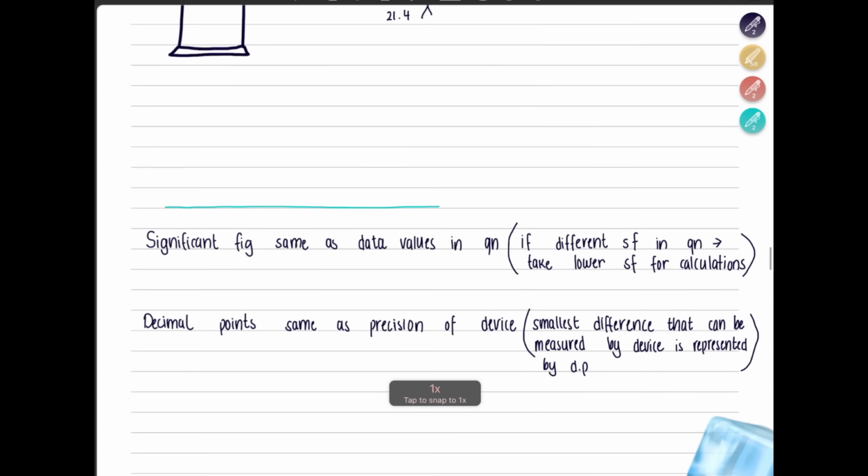So we can say significant figures are the same as the data values in the question when you're calculating. But remember, if there are different significant figures, your final answer will have the lower significant figure. Decimal points are the same as the precision of the device. The smallest difference that can be measured by the device is represented by the decimal point.